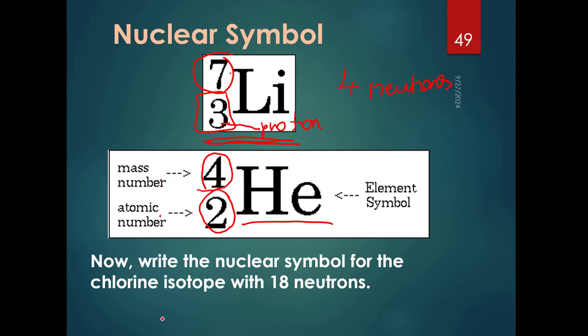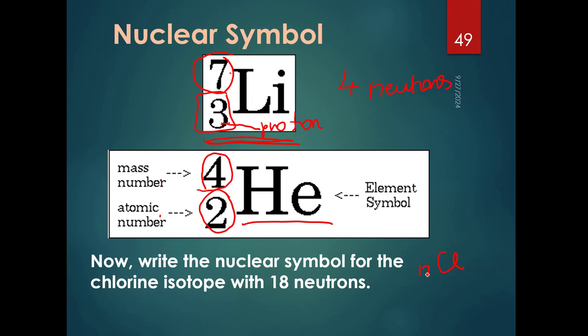Now, I want you to write down the nuclear symbol for the chlorine isotope with 18 neutrons. Of course, you have to have a periodic table, because we don't know the atomic numbers without the book. So we need chlorine, and we know that it has 18 neutrons. So we have to look up the atomic number of chlorine. Hey Siri, what is the atomic number of chlorine? 17. So the chlorine atomic number is 17, and that goes down here.